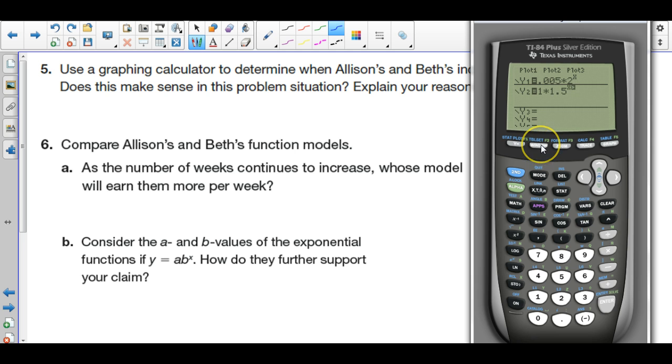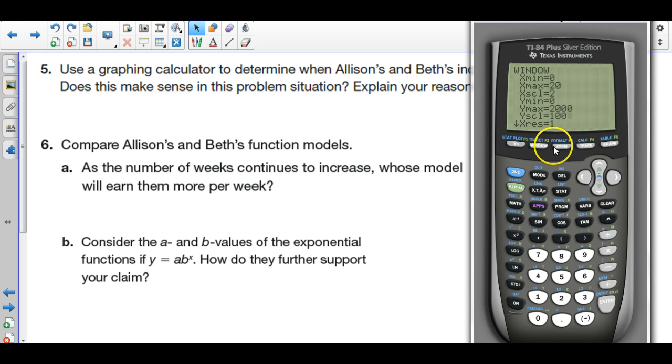And then as far as our window goes, I'm going to go from 0 weeks all the way up to 20 weeks, and I'll count by 2's. And then from 0 to, because it's going to be such a high dollar amount, let's say $2,000, and I'm going to count by hundreds. So I'll leave that up there for a little. My graph went away. Okay, so now that I have my window, I'm going to hit graph, and hopefully we're going to see 2 curves on here.